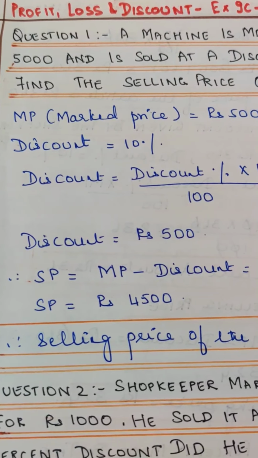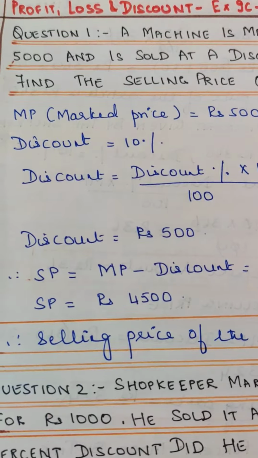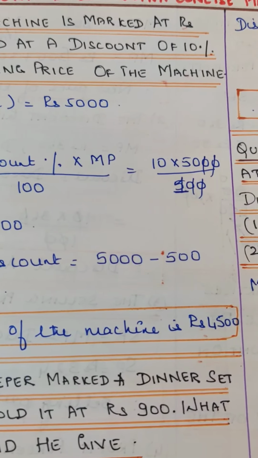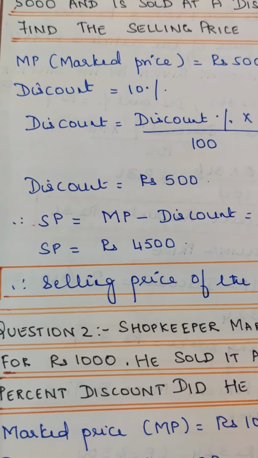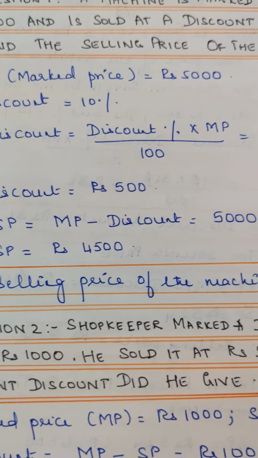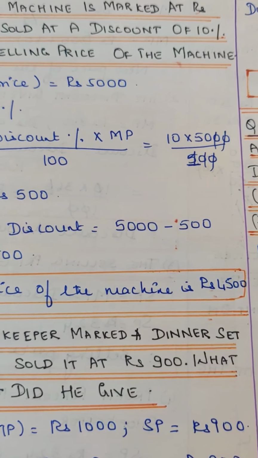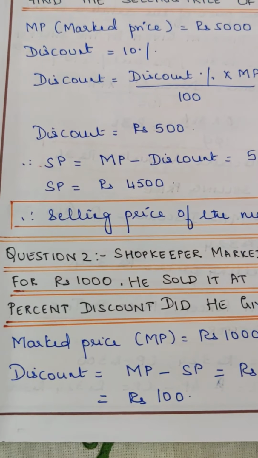Therefore, what is the selling price? Selling price is equal to marked price minus discount. Therefore, that is equal to 5,000 minus 500. Therefore, the selling price is equal to 4,500. Therefore, the selling price of the machine is rupees 4,500. Hope this is clear.